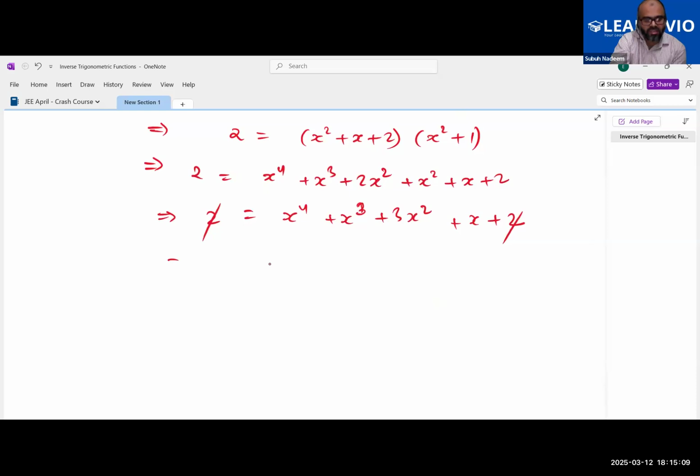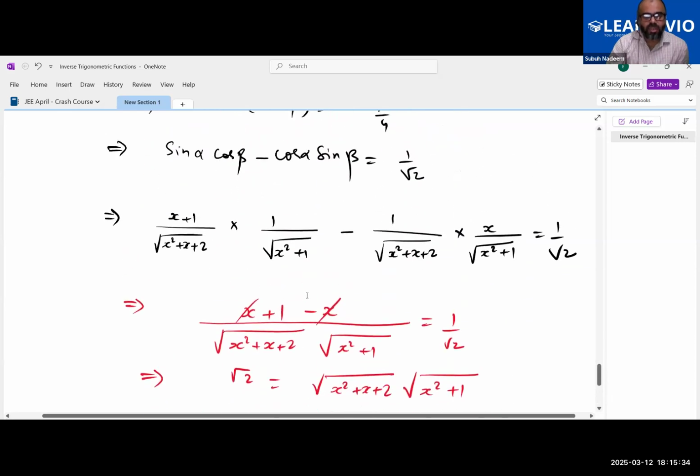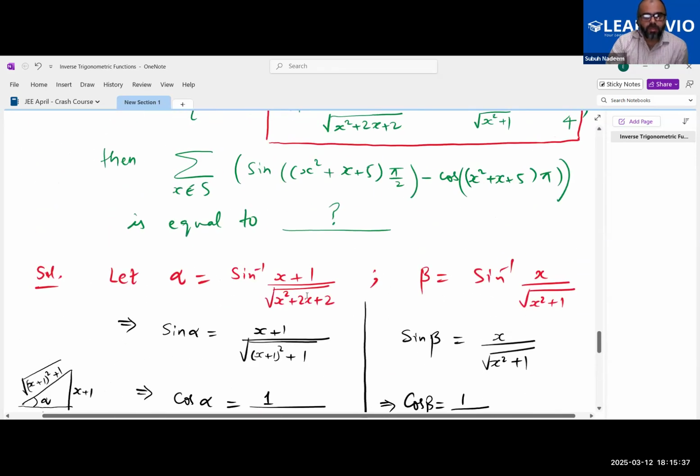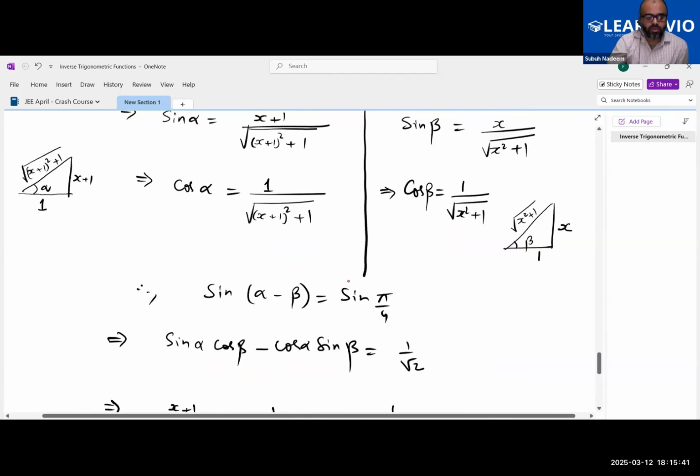So what we get is this term. Here we take x common. So x cube plus x square plus 3x plus 1 is equal to 0. This is what we were getting earlier also. So from here we are getting x equal to 0. Then in that case, this is the only answer which we are getting. So I think their answer may be different. We have to take x is equal to 0. Okay, we take only one value, x is equal to 0.